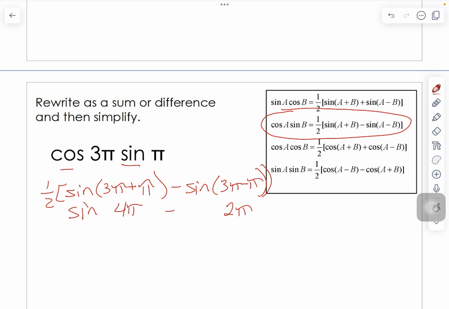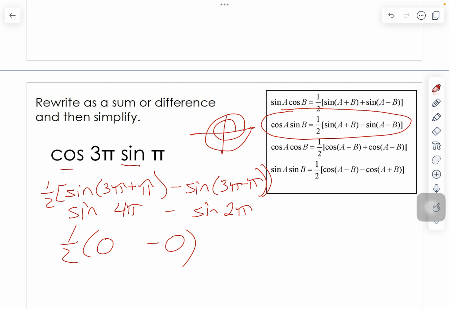I can evaluate the sine of 4 pi, and that's going to be 0, because there's 2 pi, there's another 2 pi, there's 4 pi. Guess what, sine of 2 pi, that's also 0. So I got 1/2 of 0, which is going to end up being 0. So that's how you can evaluate that.